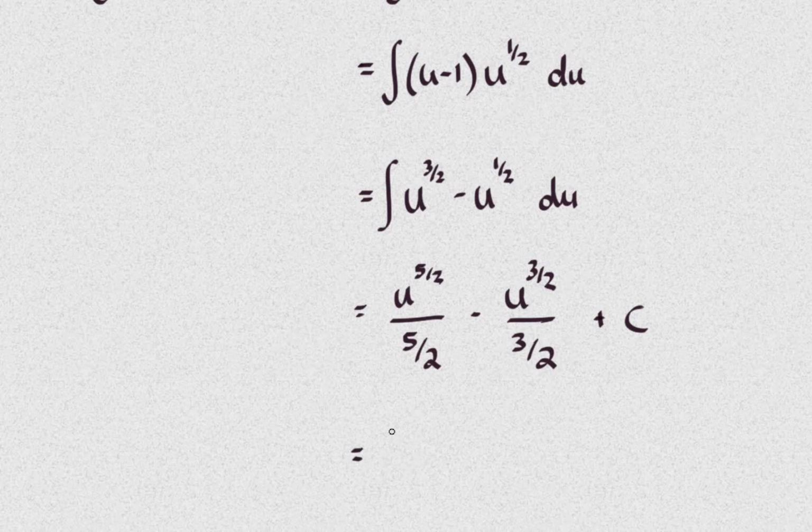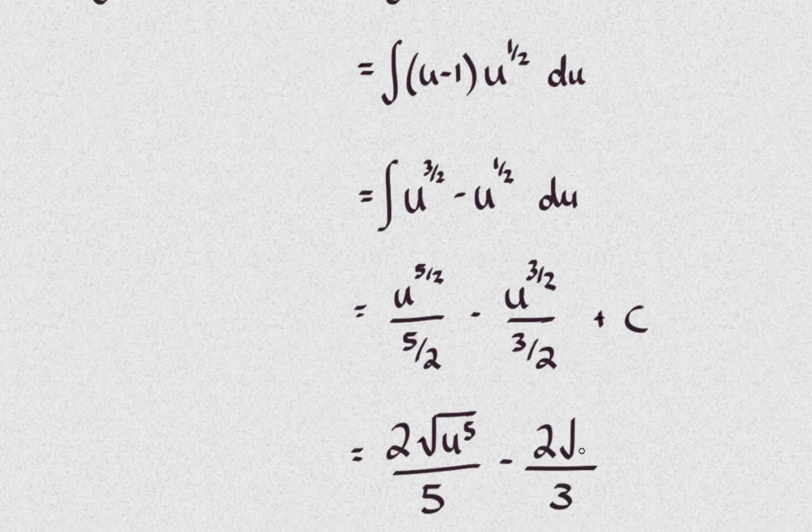Tidying things up a little bit and putting it back into radical form, we get 2 over 5 times the square root of u to the 5, and we get 2 over 3 times the square root of u cubed.